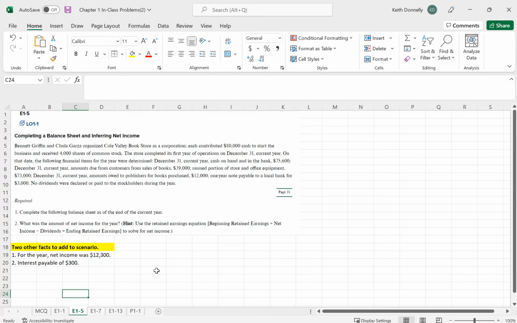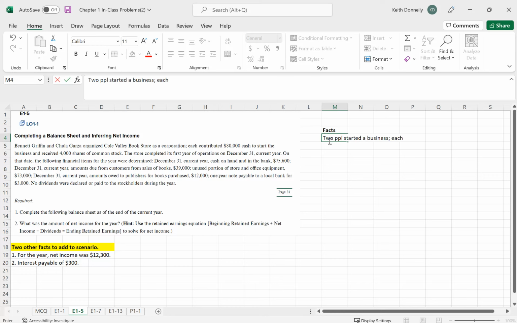What they're doing here, if we look at this, they want us to prepare a balance sheet. Okay, so we have some facts here. It looks like Bennett Griffin and Chula Garza organized a bookstore as a corporation. Each contributed $80,000 to start the business and received common stock. So we have 2 people started a business, each contributed $80K for stock. So this means, if each of 2 people put $80K in, that there's $160K of common stock.